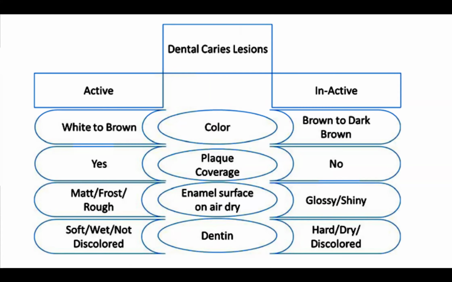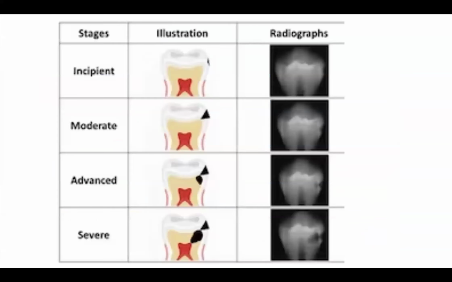Now, active versus inactive. Very, very clear: white to brown is inactive, and in active lesions you can see plaque coverage, a matte, frosted, rough surface. Dentine is soft and wet, and is not discolored probably, and inactive is just the opposite. Okay, so we've seen pictures for that as well. If you want more practice today, have a look at at least 50 pictures of how an arrested caries looks like and what a normal active caries looks like. Okay, do that as homework, I would say, and write it down for sure on a piece of paper. I should know how to spot these.